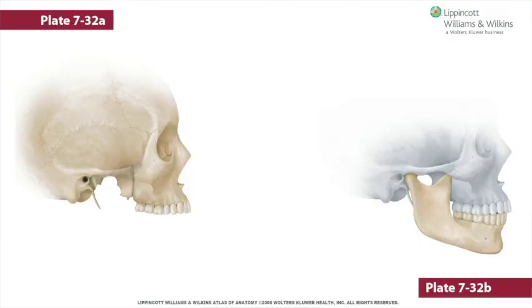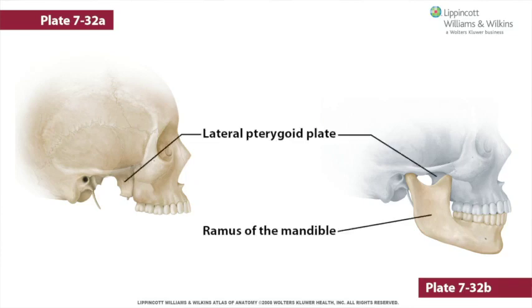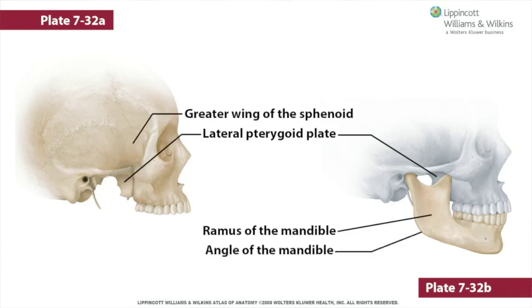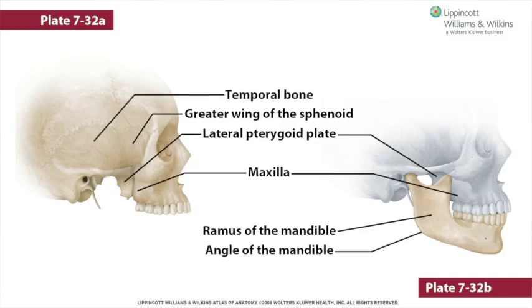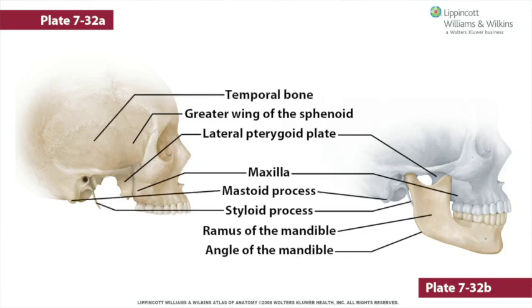The infratemporal fossa is bounded laterally by the ramus of the mandible, medially by the lateral pterygoid plate of the sphenoid bone, superiorly by the greater wing of the sphenoid, inferiorly by the attachment of the medial pterygoid muscle to the medial surface of the angle of the mandible, anteriorly by the maxilla, and posteriorly by the temporal bone, specifically its mastoid and styloid processes and its tympanic plate.